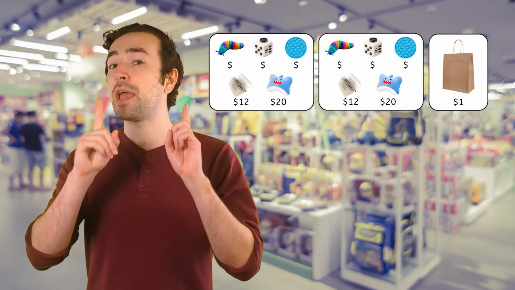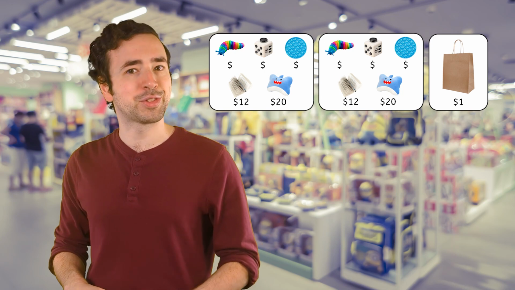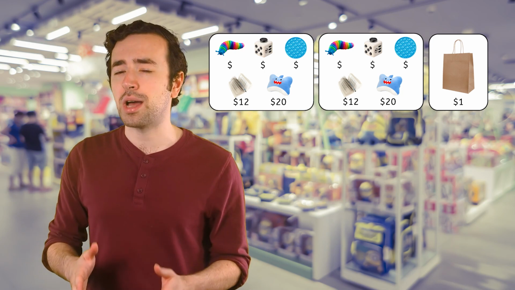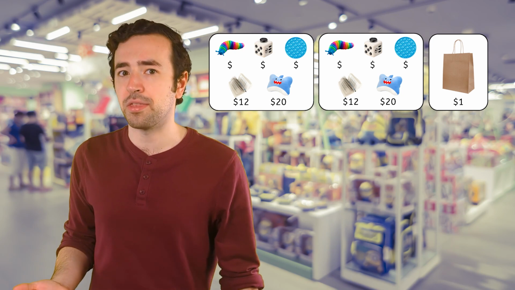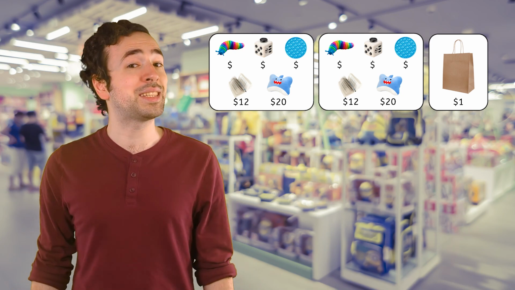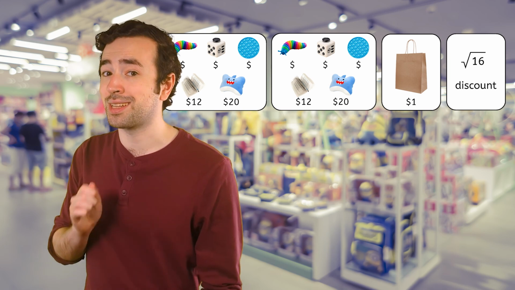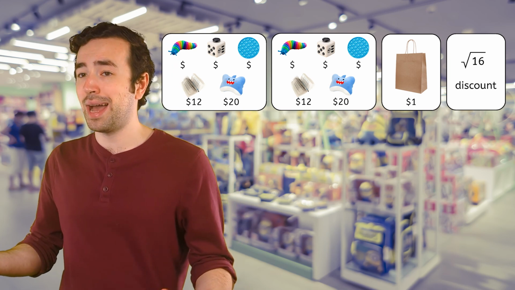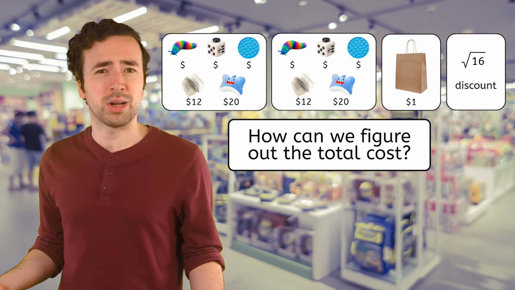The store charges a $1 bag fee, and since they love puzzles and math at this store, they give a discount on perfect square days, like the 4th or the 9th of every month. Today happens to be the 16th, so we'll get a discount of the square root of $16. Not bad. But how can we figure out our total cost?